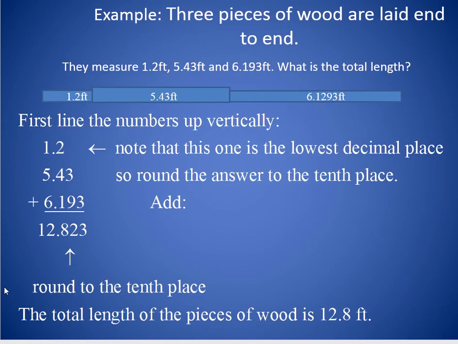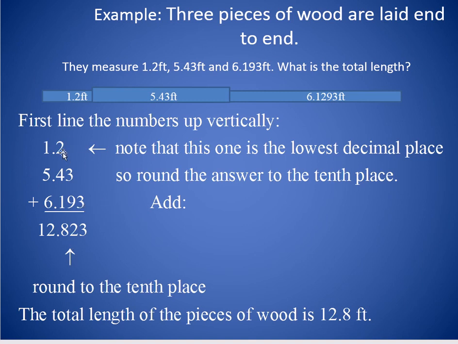All right, let's say we have 3 different guys measuring some pieces of wood with different measuring devices that have various degrees of accuracy. The first one only is accurate to the 10th place, so it's 1.2 feet. The second one is a little bit more accurate, so 5.43 feet. And the third one is much more accurate, is 6.193 feet. So we're going to add those up now.